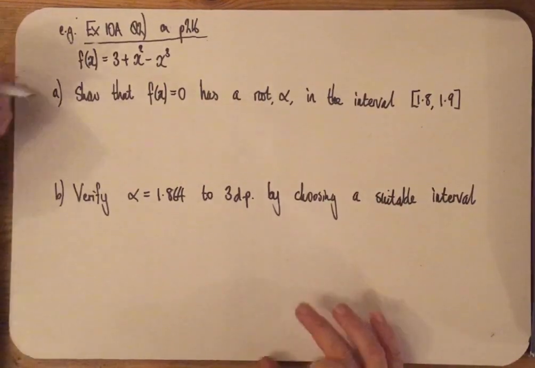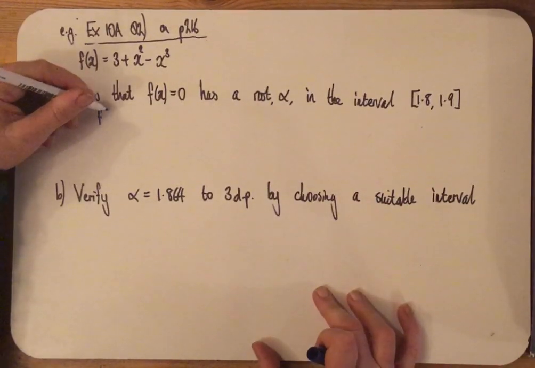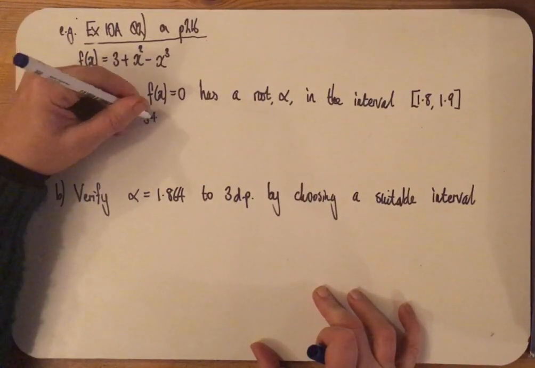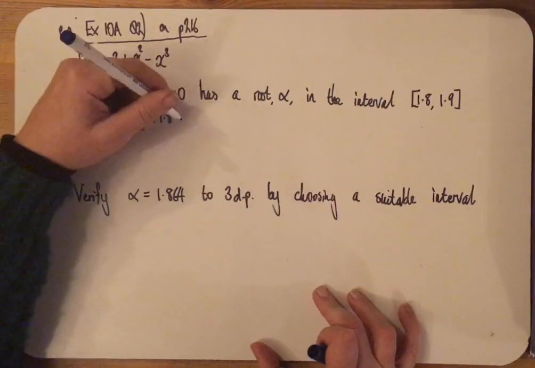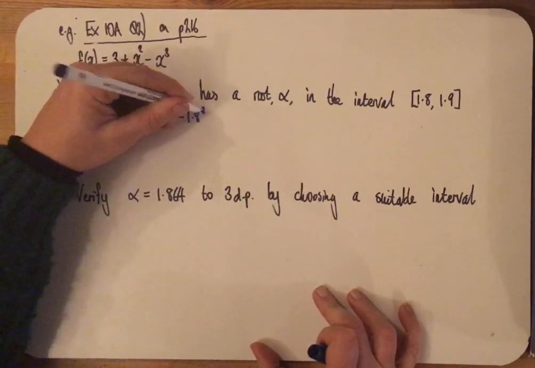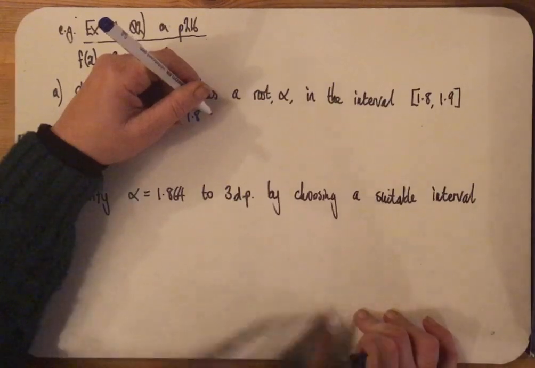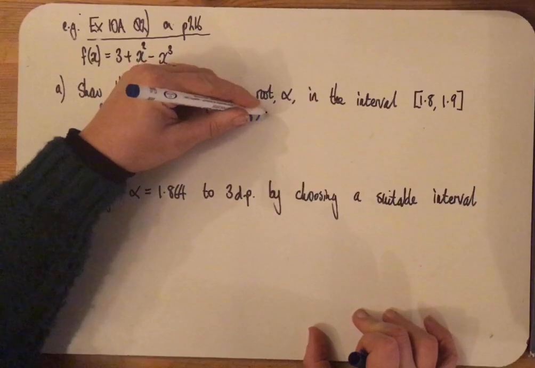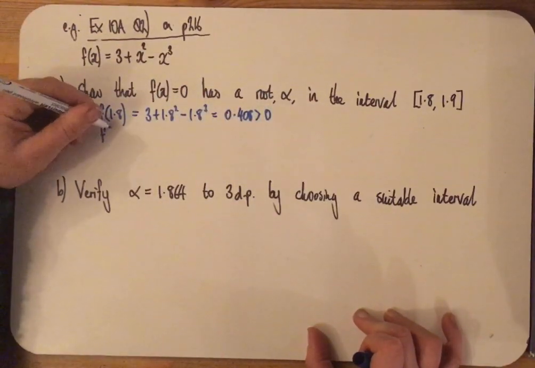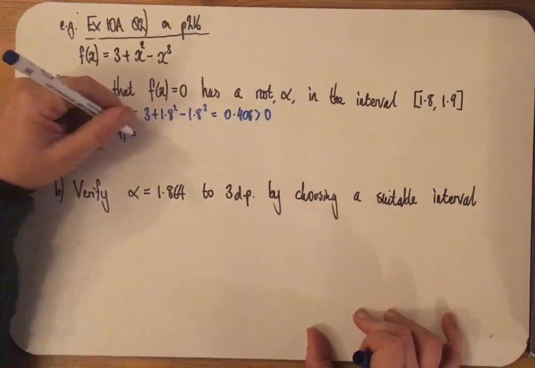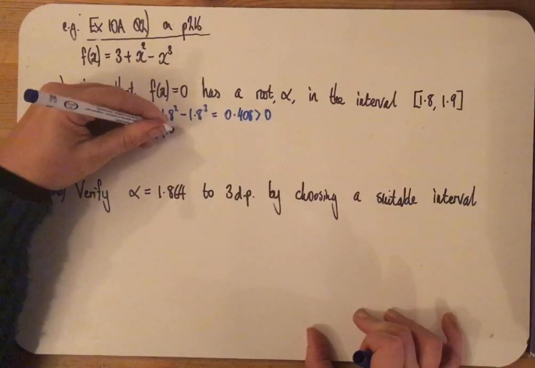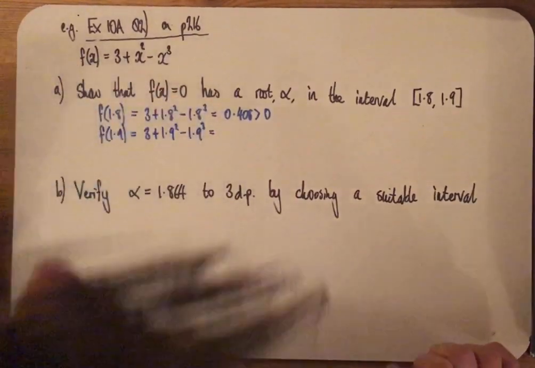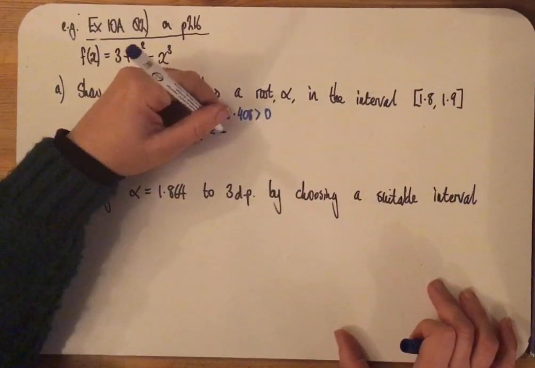This is exactly what I was doing actually on the other board. So you just do f of 1.8. So that's just feeding 1.8 through f of x. And that gives you 0.408, which is bigger than 0. F of 1.9. There's nothing too complicated going on. That's negative 0.249.